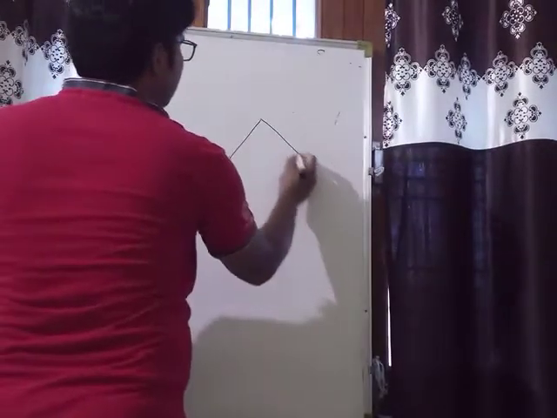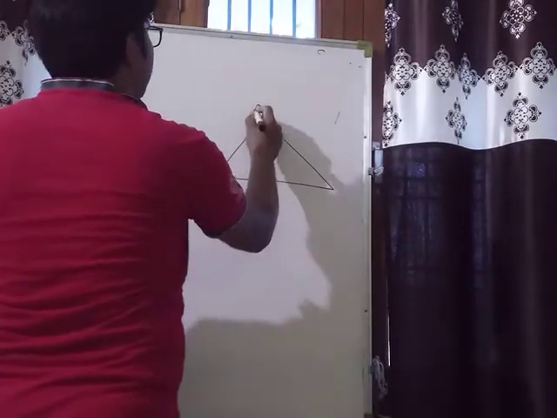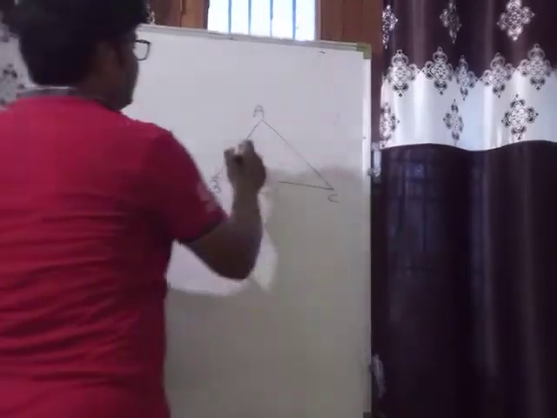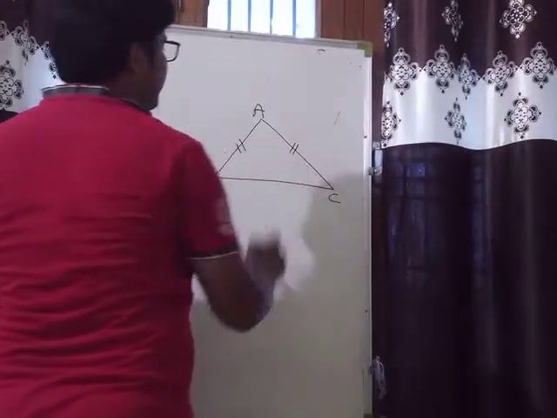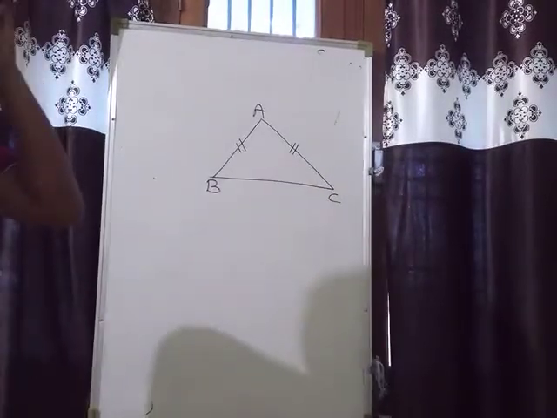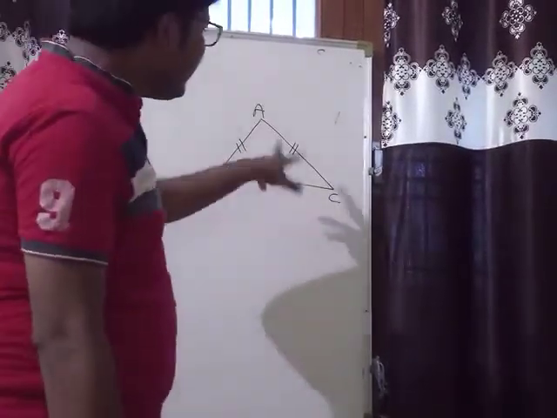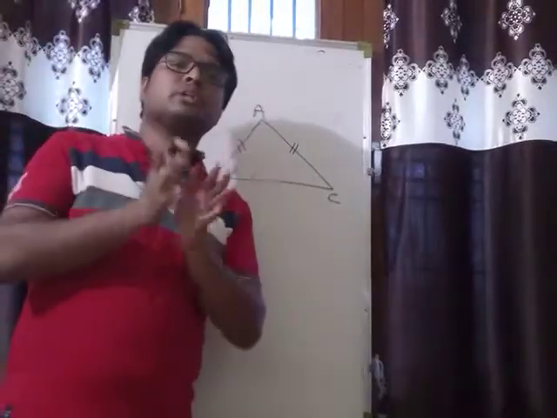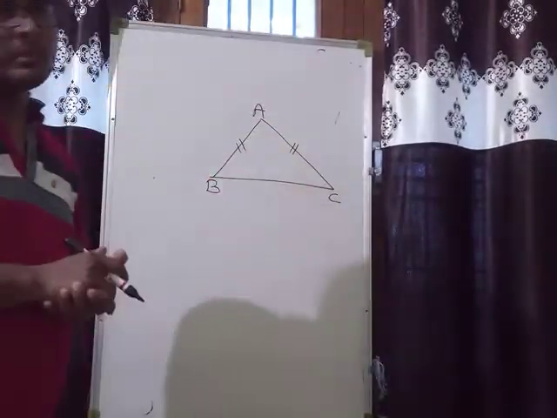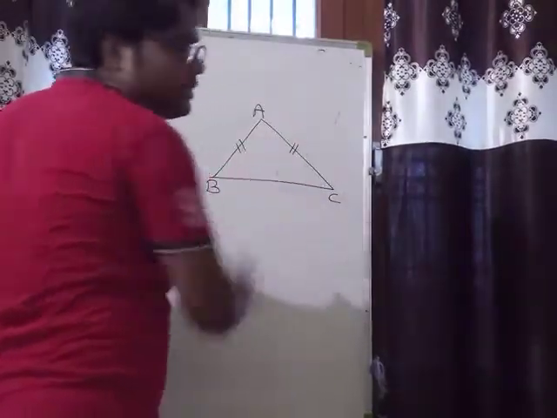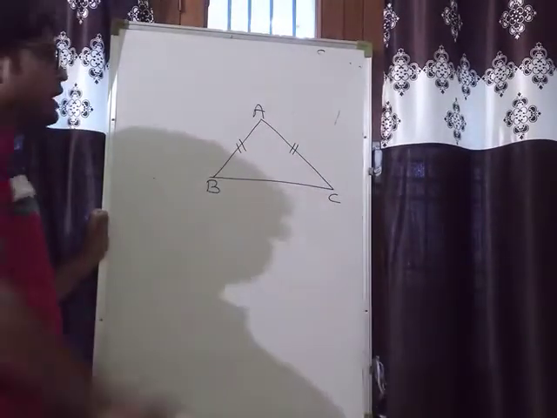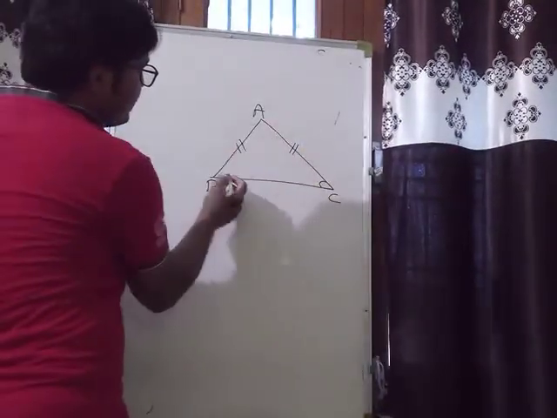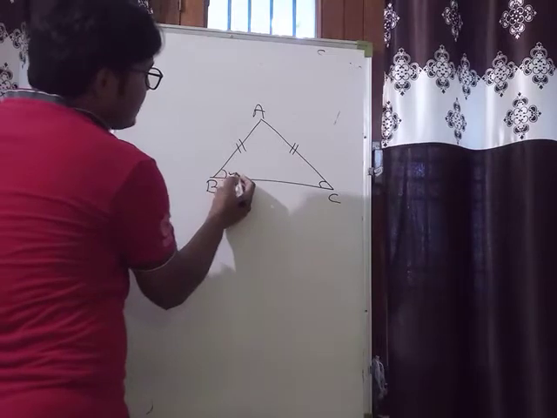See, this is a triangle ABC. Actually this is an isosceles triangle. Suppose AB and AC are equal. See, in any isosceles triangle, angles opposite to equal sides are equal. These two sides AB and AC are equal. Then the angle opposite to AB is angle C, and the angle opposite to AC is angle B. They will also be equal.